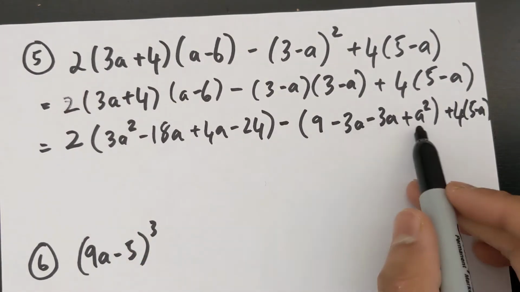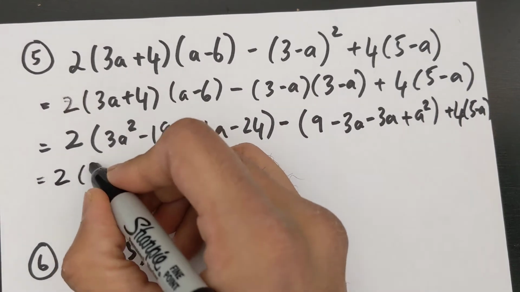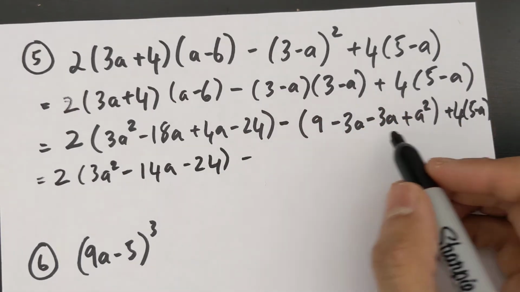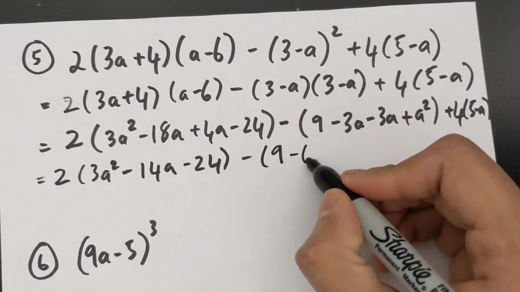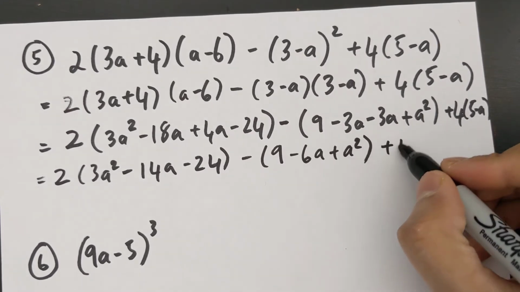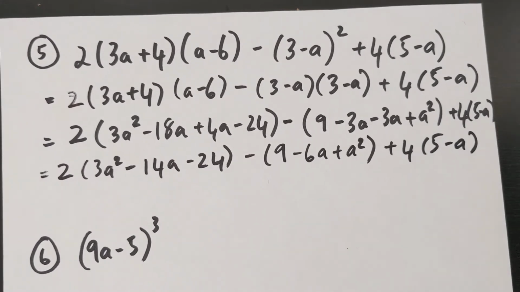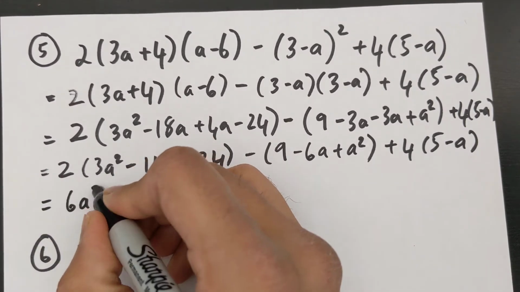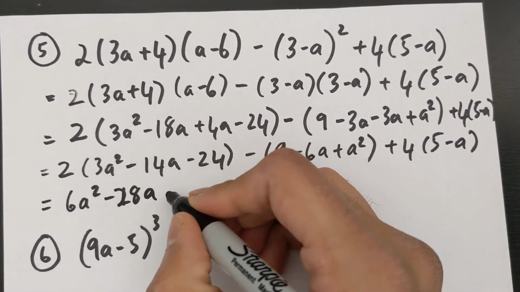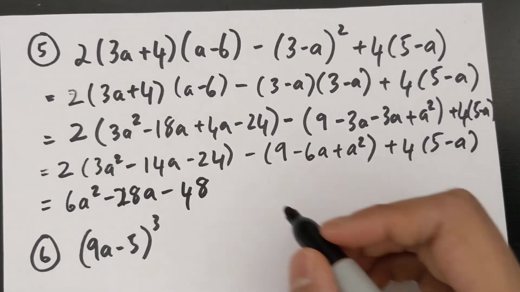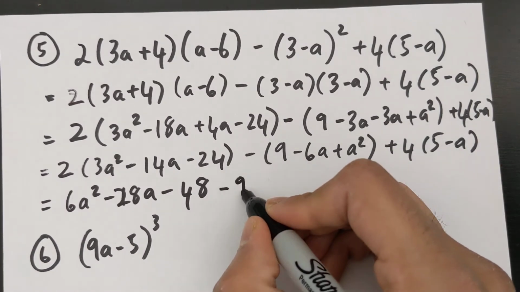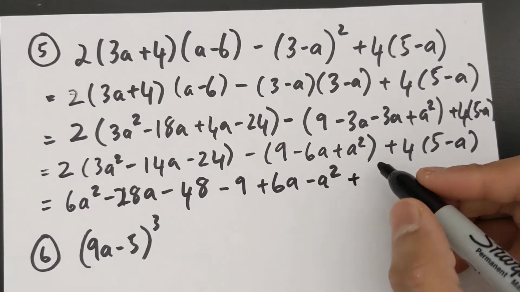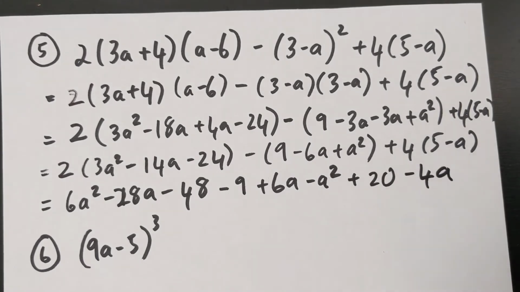Okay, next I'm going to combine the like terms in the bracket. So 2, 3a squared minus 14a minus 24 minus 9 minus 6a plus a squared plus 4, 5 minus a. Now I'm going to multiply each of the numbers outside into the bracket. So here I'm going to multiply 2 into this bracket, so I get 6a squared minus 28a minus 48. This negative is going to multiply into this bracket, so minus 9 plus 6a minus a squared, and this positive 4 is going to multiply into this bracket, so plus 20 minus 4a.